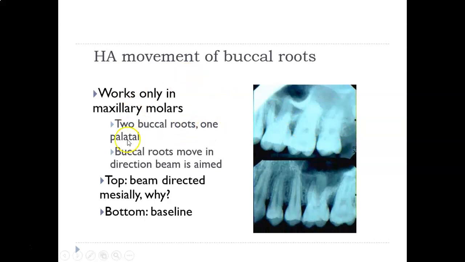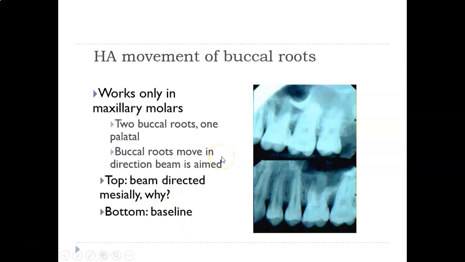So 2 buccal roots, 1 palatal. Buccal roots move in the direction of the beam, so they're moving more mesially. And then the top beam directed mesial, why? I don't know what they mean by why. Oh, maybe just how do you know? Because you can tell that the roots are going this way, the buccal cusps are going that way. So that's how you can tell that they're moving. And then the bottom is the baseline, which is what we compare it to.